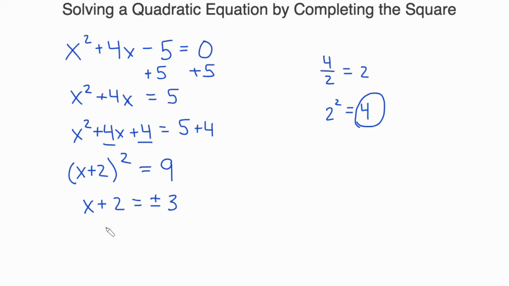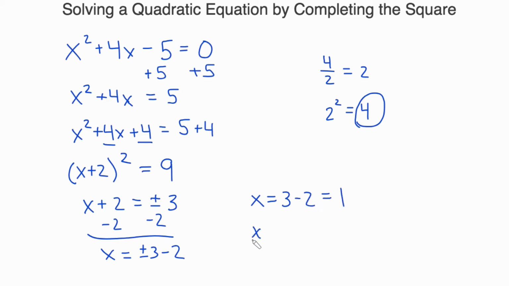So we're still trying to eliminate or get x by itself. So we'll do minus 2 on both sides. And we'll get x equals plus or minus 3 minus 2. So we'll solve for each of those values there. So we have x equals positive 3 minus 2, and that's 1. And x equals negative 3 minus 2, which is negative 5.